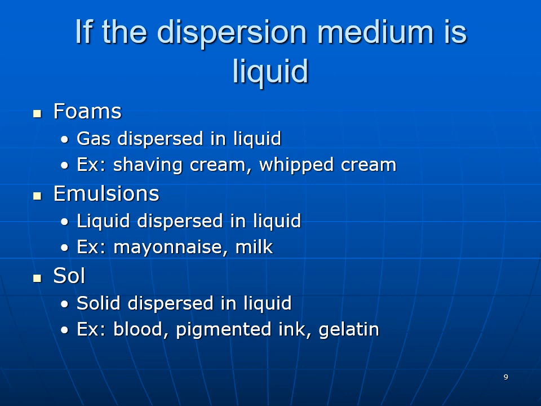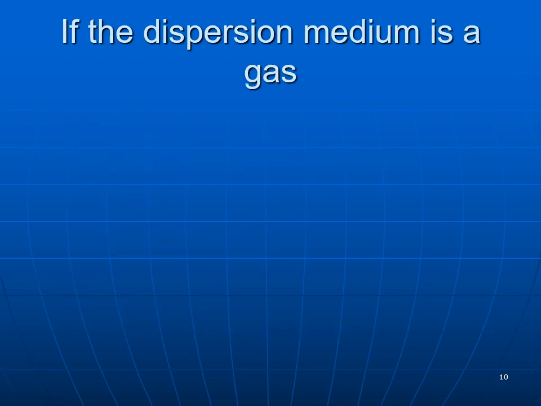The next ones are what we call sols. These are when we have solid particles dispersed in a liquid dispersion medium. The best example I can think of, and that I put here, is blood. Blood is a mixture of lots of things, but it has solid particles that are suspended and don't come out of the suspension because of electrostatic interactions. Pigmented ink and gelatin also fall in this category of sol colloids.